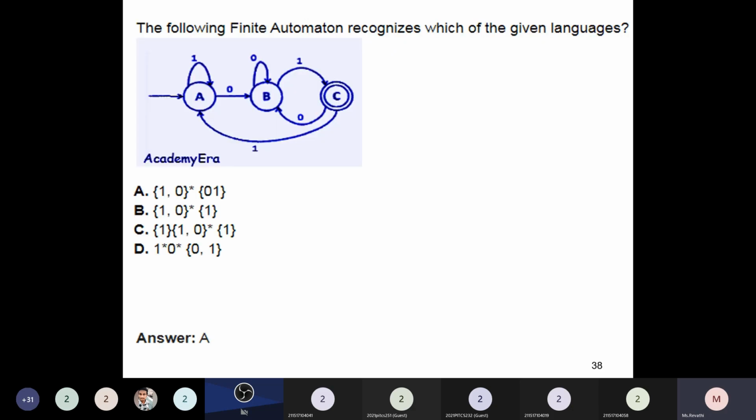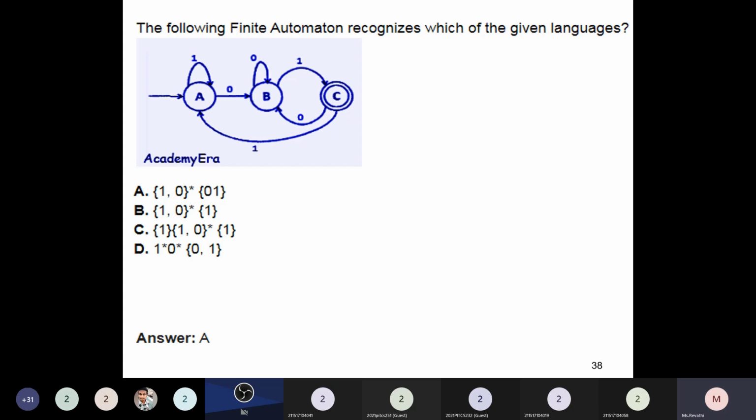So next one. The following finite automata recognize which of the given languages. See this here, A, B, C are the states. A is the initial state and C is the final state. And then how will you reach the final state? Reading 0 and 1. 0, 1, I can reach the final state. Again, 0, 1, I can reach the final state.